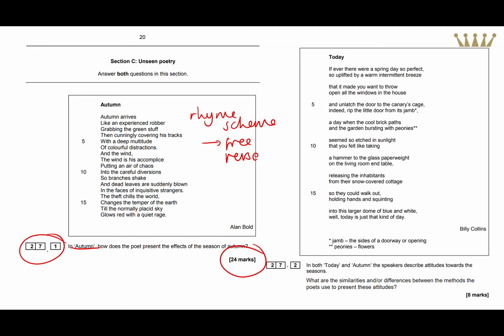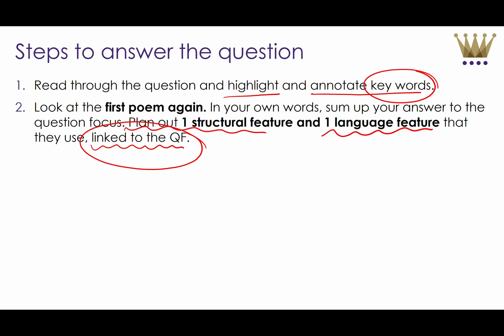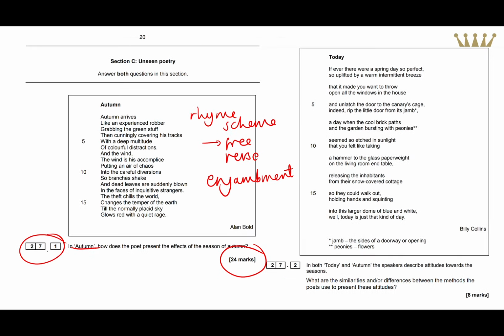Okay. And I also identified enjambment. Okay, so that's my structure. As simple as that. I don't need to pick loads. That's my structure. Let me just check my step. Just one language feature that they use. So I'm thinking about the attitudes towards the seasons.